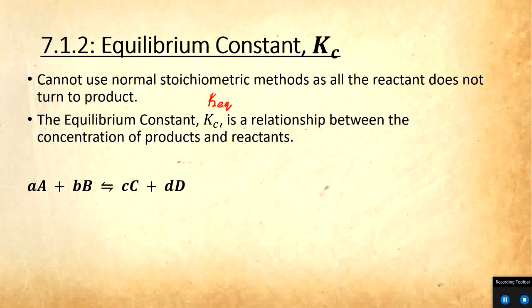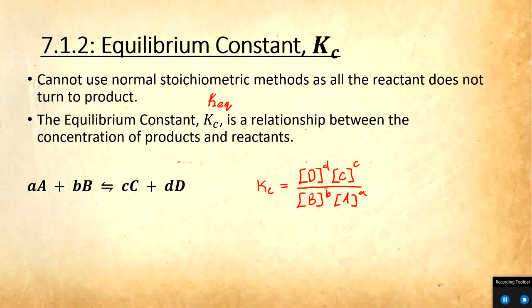For a generic reaction, as shown, we have a A plus b B goes to c C plus d D, where the small letter is our coefficient and the capital letter is our substance. We can write an equilibrium constant expression for this reaction. We would write Kc is equal to the concentration of C to the c, D to the d, over our reactants, A to the a and B to the b.